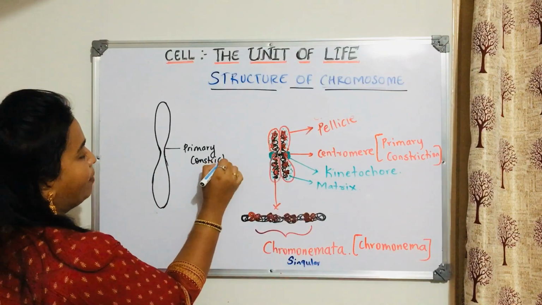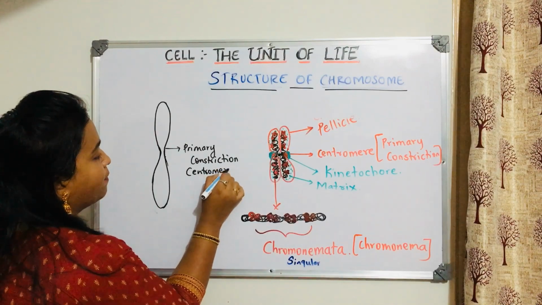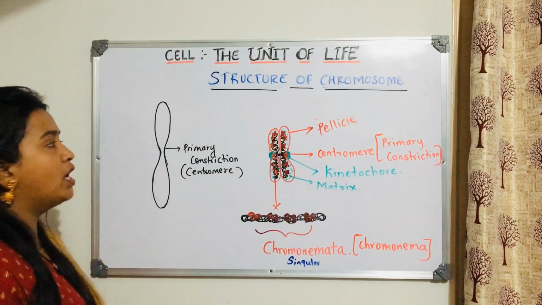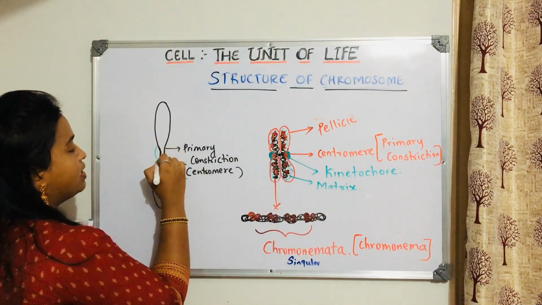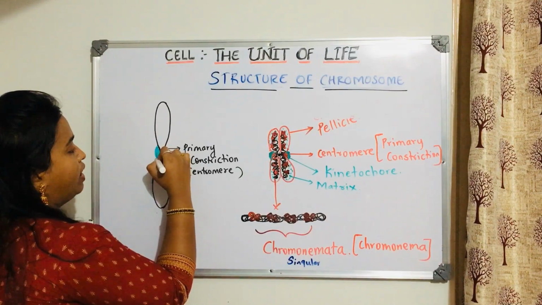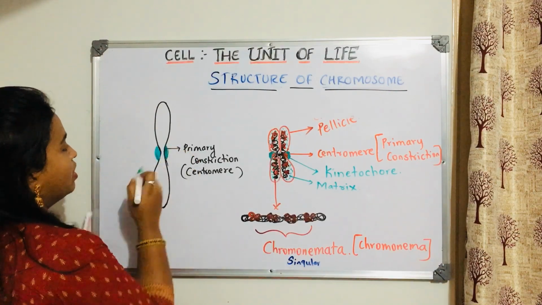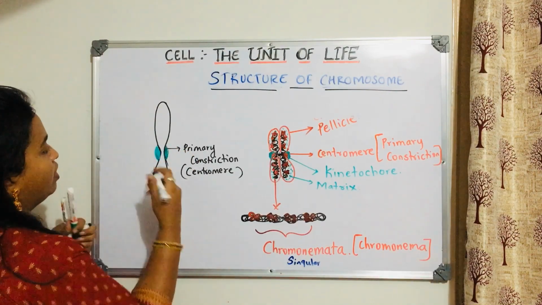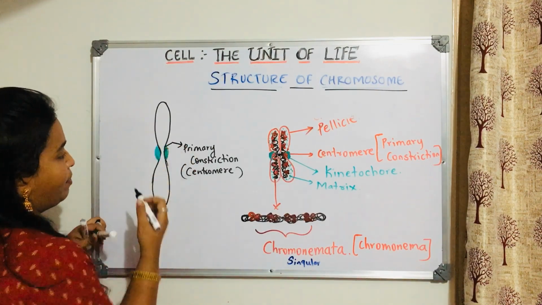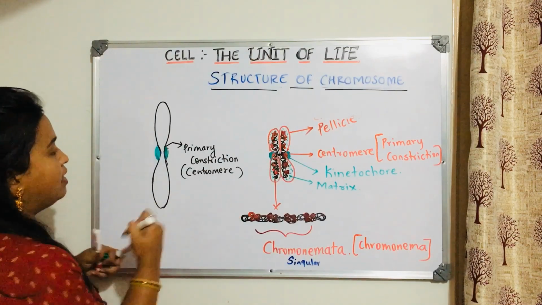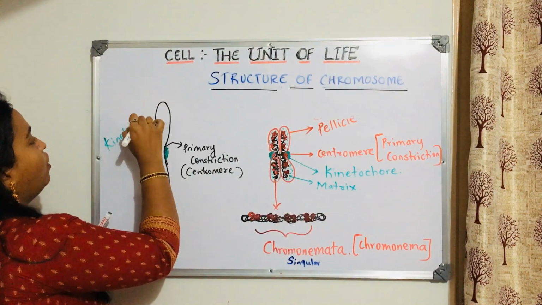And what is the other name for primary constriction? It is centromere. Okay, this at least is clear. Now for this centromere, there is a protein layer which is surrounding the primary constriction. I hope you people understood. There is no confusion, right? So this constriction is the primary constriction, which is also called centromere. And this green substance, what you are seeing, is called kinetochore. What is the speciality of kinetochore?